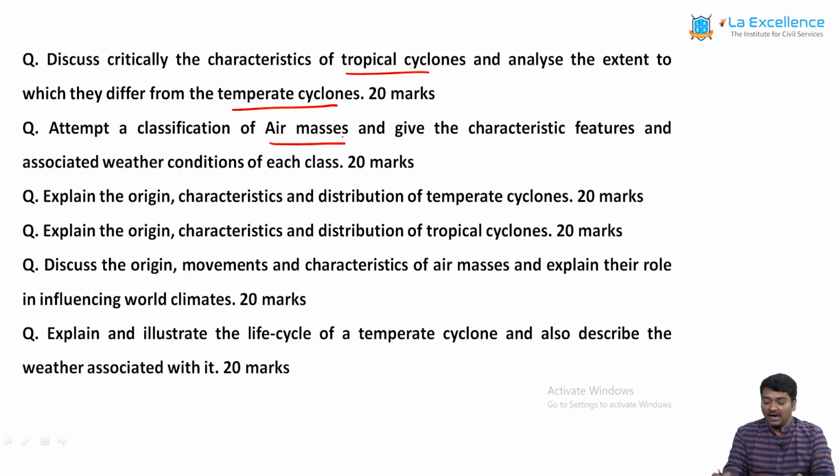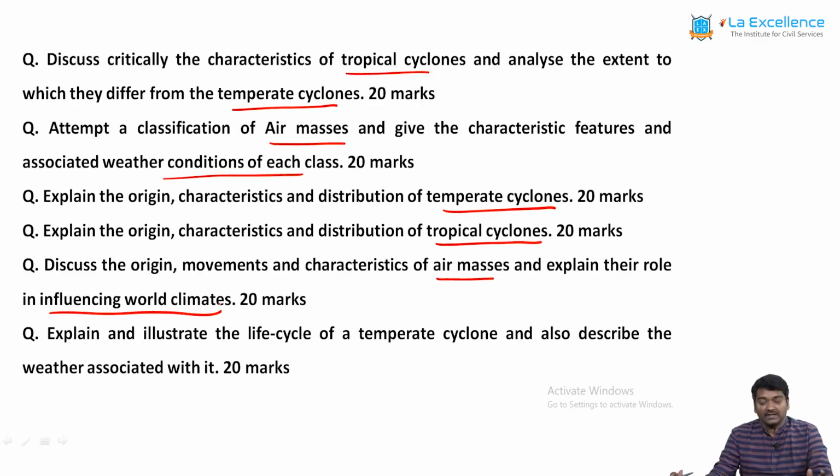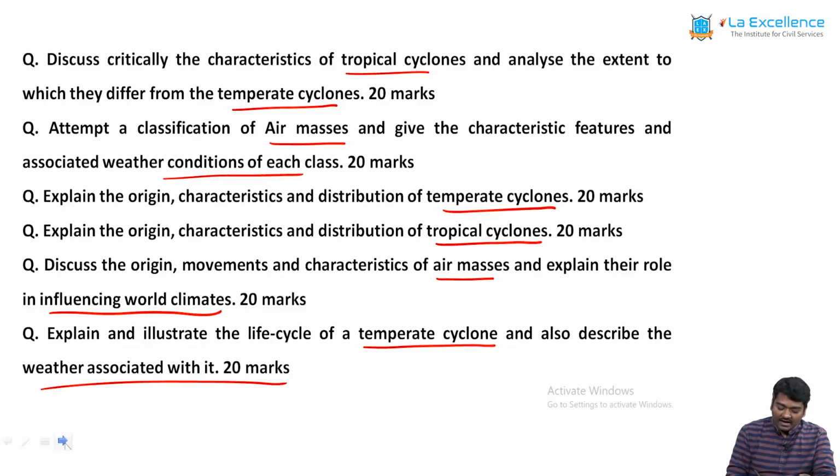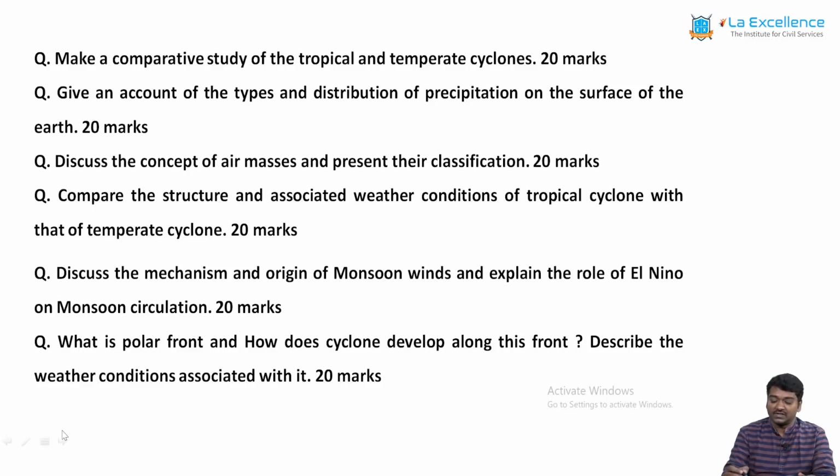Classification of air masses and how they are associated with weather conditions. Temperate cyclones, distribution of tropical cyclones, origin, movements and characteristics of air masses, and explain their role in influencing the world climates. That is, temperate, how do they affect jet streams. Today you can add the polar vortex and other things associated with this. Explain and illustrate the life cycle of a temperate cyclone and also describe the weather associated with it. Can you see, again and again you have the same type of questions. Comparative study of tropical and temperate cyclones, give an account of types and distribution of precipitation, discuss the concept of air masses.